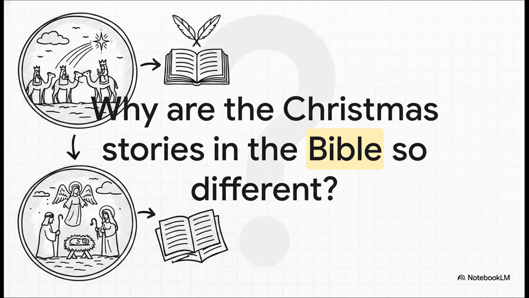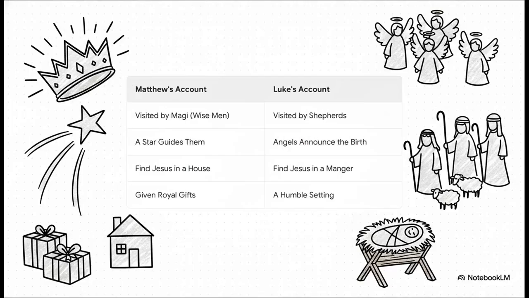Seriously, if you've ever really listened to the Christmas story or read the Gospels of Matthew and Luke back to back, you've probably scratched your head and asked this exact question. The two accounts of Jesus' birth feel like they're telling completely different tales. I mean, the differences aren't small, right? In Matthew's version, you've got these royal magi, these wise men, following a star and bringing super expensive gifts to a house. But then you flip over to Luke, and suddenly it's all about humble shepherds, a sky full of angels, and a baby lying in a manger.